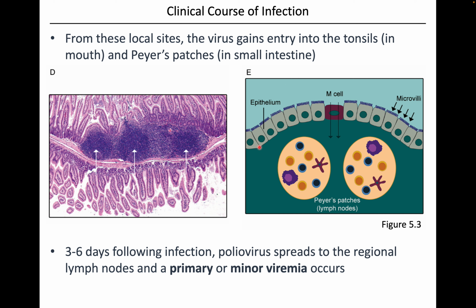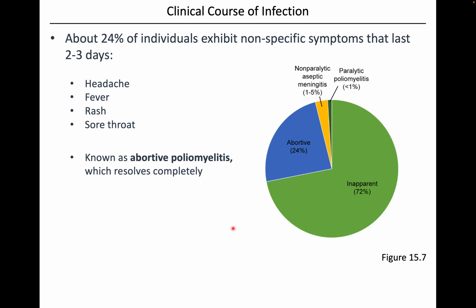And then from those sites, the virus is going to get into either the tonsils in the mouth or these lymph nodes called the Peyer's patches in the small intestine. From there it goes into the bloodstream, and you'll get a first and usually minor viremia. Again, that's just the term for virus spreading through the bloodstream. And as we'll see in some cases, you can then get a second, major viremia that will actually transmit things to the central nervous system.